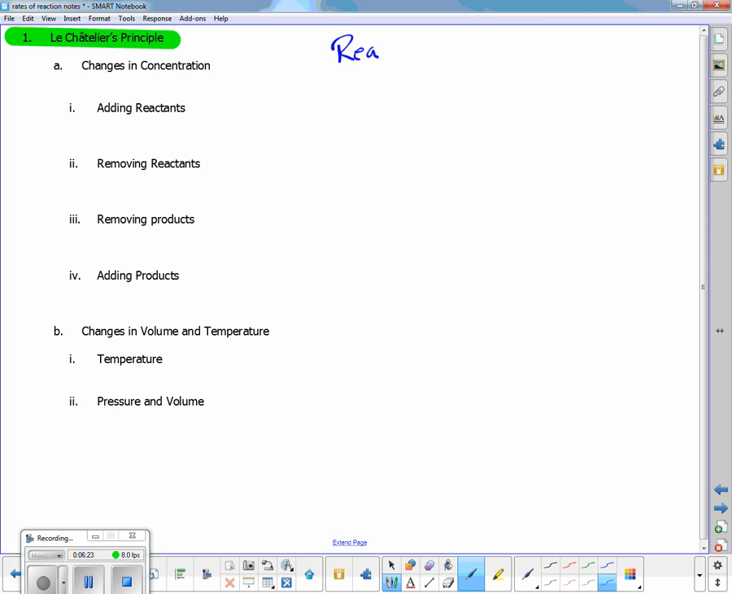So remember, we have reactants on this side, and it goes backwards and forwards to products. If I have a pile on one side, I've got to shift it to the other side. So adding reactants would shift it which way? Right, shift right towards products.